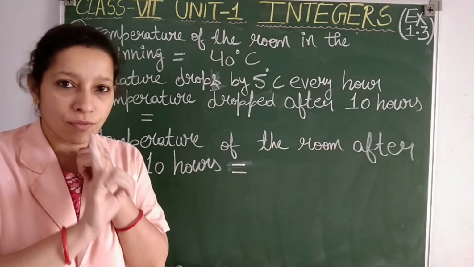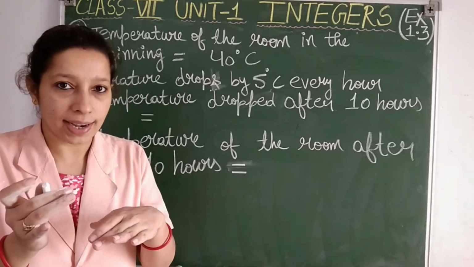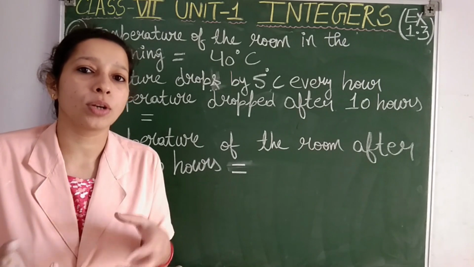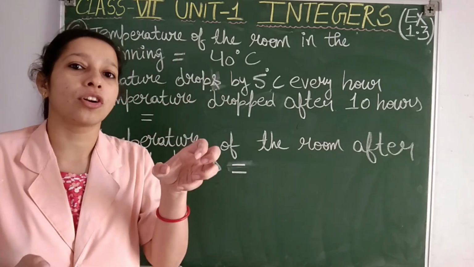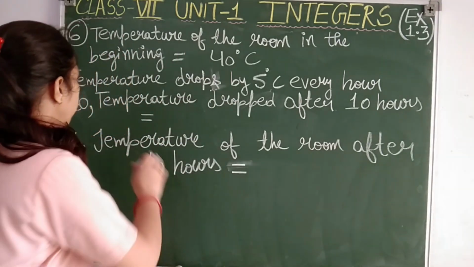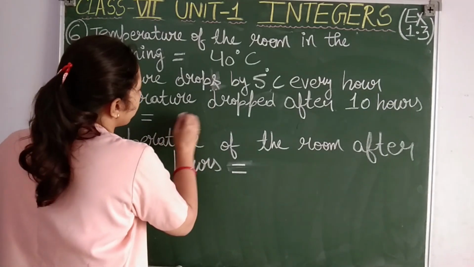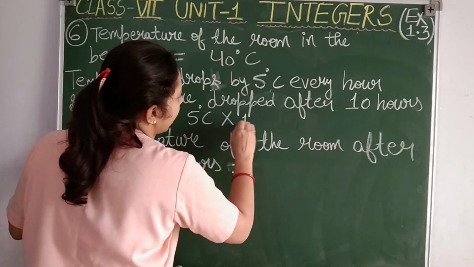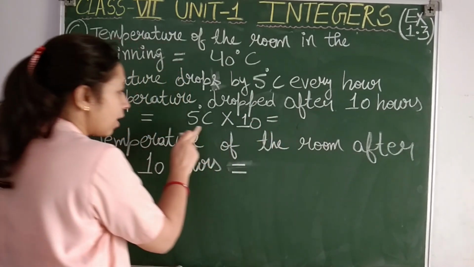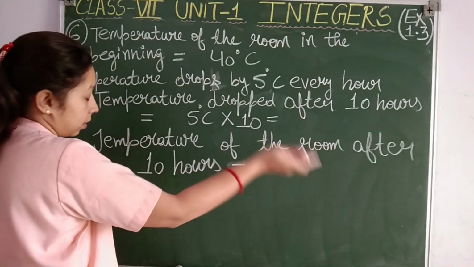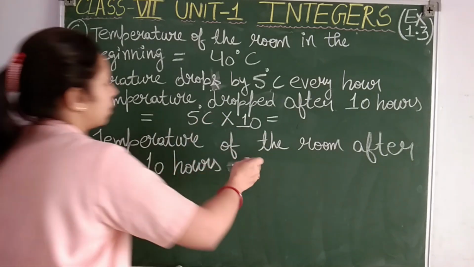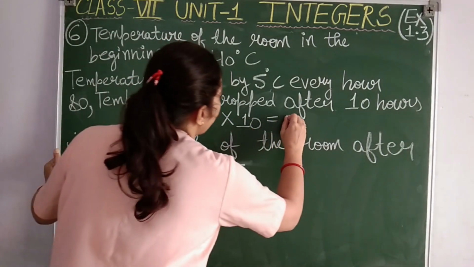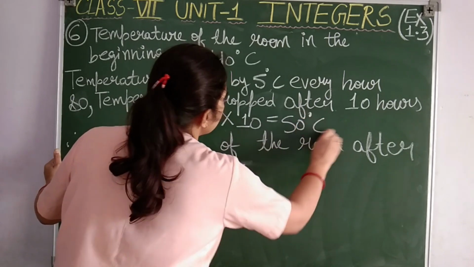See students, in 1 hour it is lowered by 5 degrees Celsius. So in 10 hours, how are you going to find the temperature drop after 10 hours? What are you going to do, see? So 5 degrees Celsius multiplied by 10 hours, isn't it? 1 hour, 5 degrees Celsius. So after 10 hours the drop in temperature will be 5 into 10, 50 degrees Celsius.